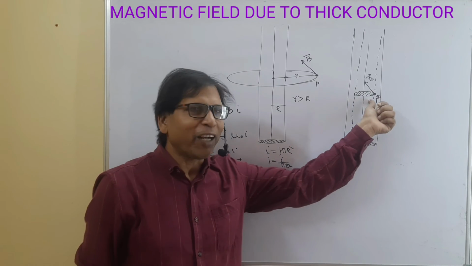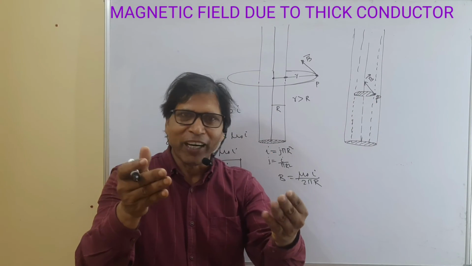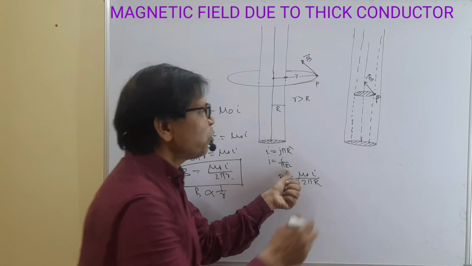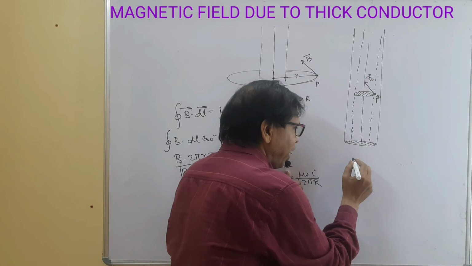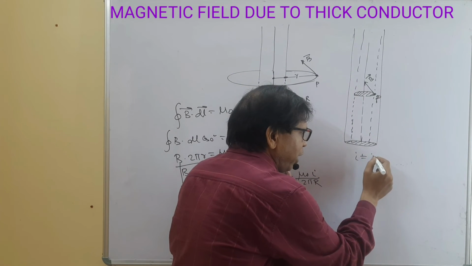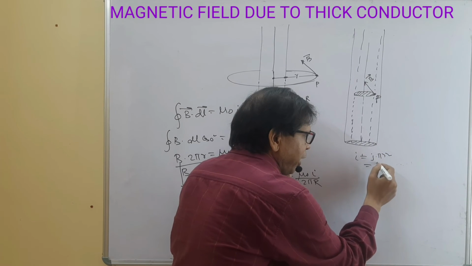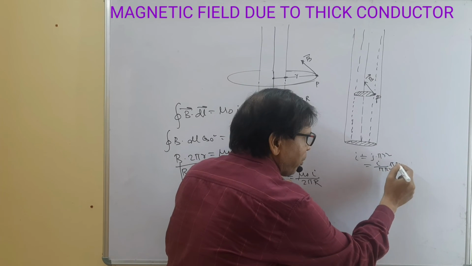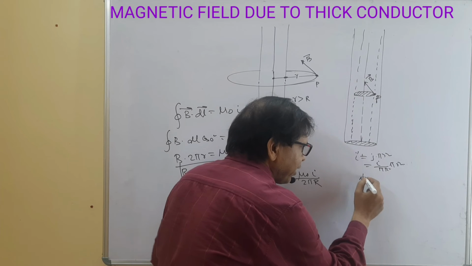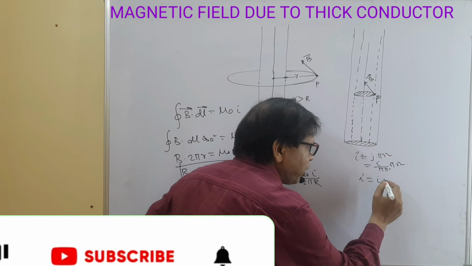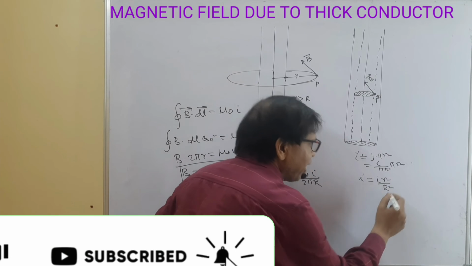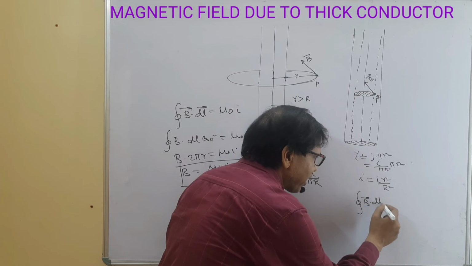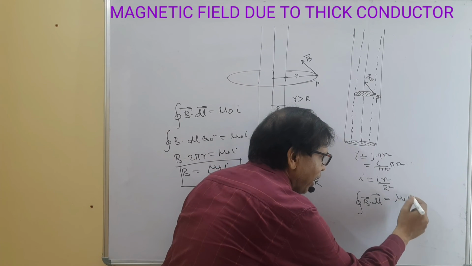Okay, now we have to calculate the magnetic field inside this part. Look at this, the current density J equals I by pi R square. So the current through this region of radius r is I dash equal to J into pi small r square. Now J is I by pi R square, so I dash equals I into small r square by capital R square. Now applying Ampere's circuital law, B vector dot dl vector equals mu naught I dash.